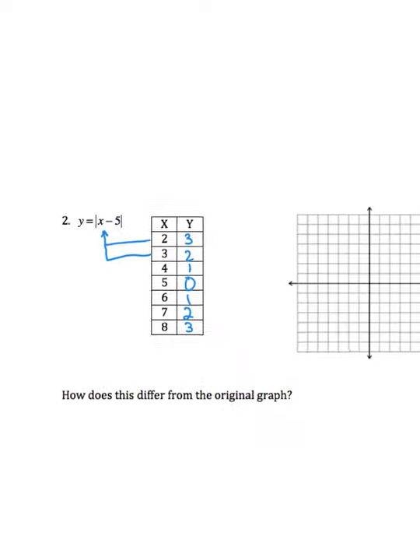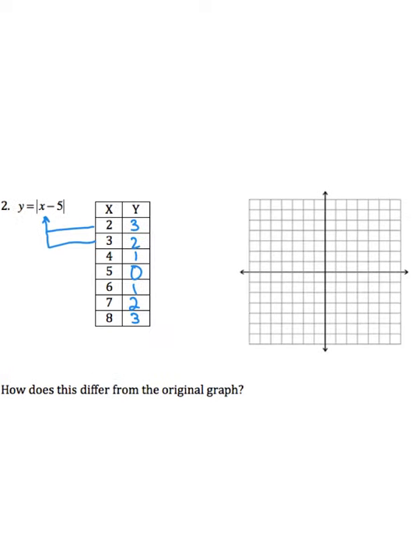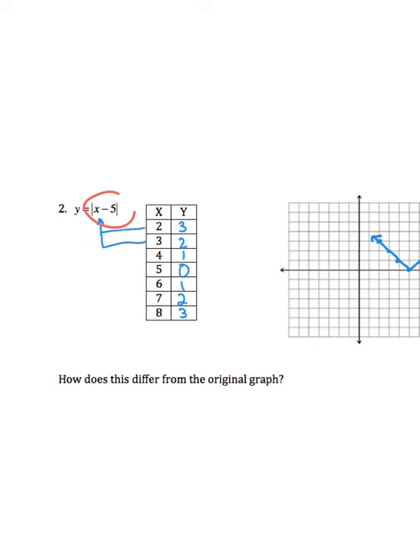So I'm going to graph these points. We've got 2, 3, 3, 2, 4, 1, 5, 0, 6, 1, 7, 2, 8, 3. So our graph's going to look something like this. And so what happened? Well, if we have an x minus 5, that shifted it to the right 5. And that is also a translation.